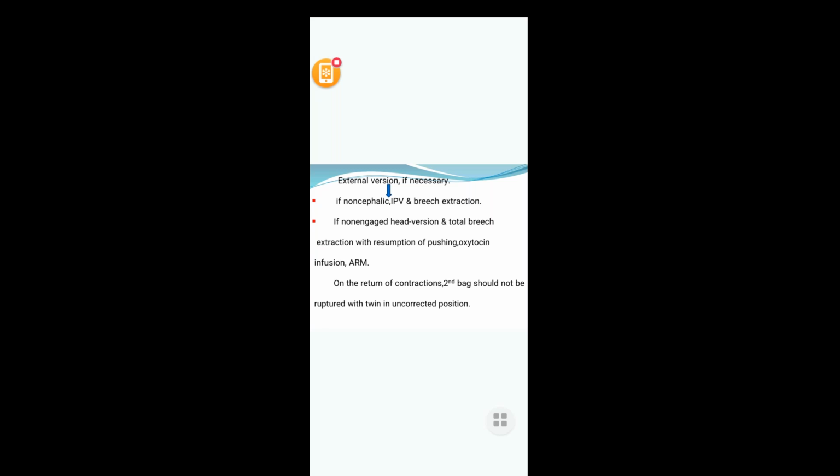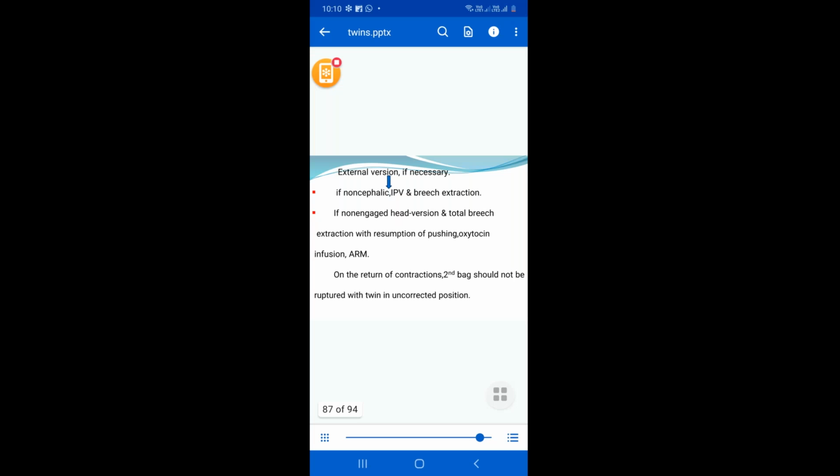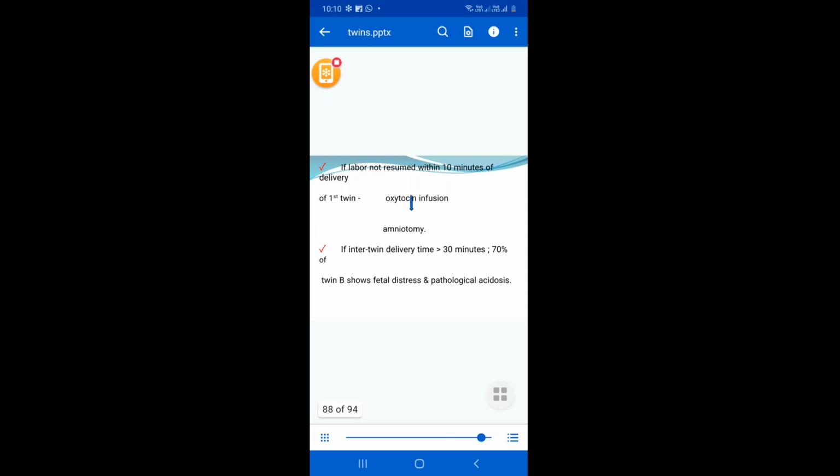On the return of contraction, the second bag should be ruptured, with the twin in a corrected position. If labor is not resumed within 10 minutes of delivery of the first twin, oxytocin infusion, amniotomy, and delivery of the second twin should be done. Usually they say inter-twin delivery time should not exceed 30 minutes because there will be more chances of fetal distress in the second twin.